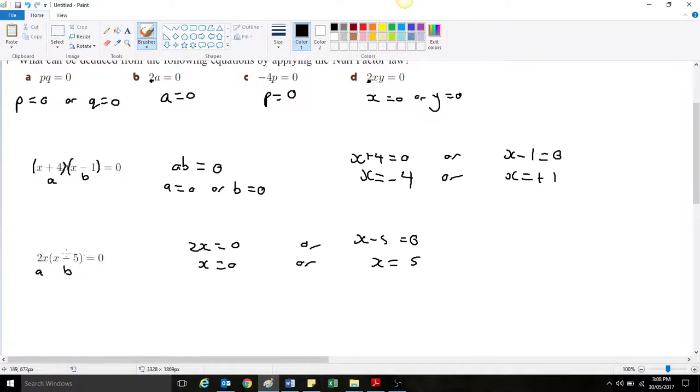And what that means is if we put x is 0 into this equation, we're going to have 2 times 0 - 5, and of course that'll be 0. If we put 5 into this equation, we're going to have 2 times 5 is 10, times by 5 - 5, 5 - 5 is 0, so 10 times 0 is of course 0. So these two solutions satisfy this equation.